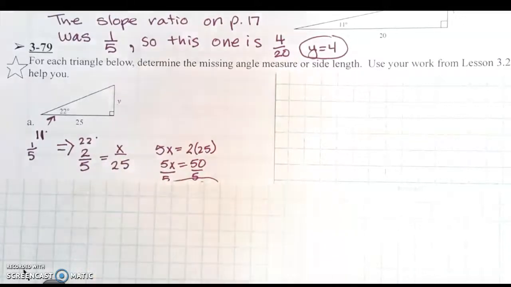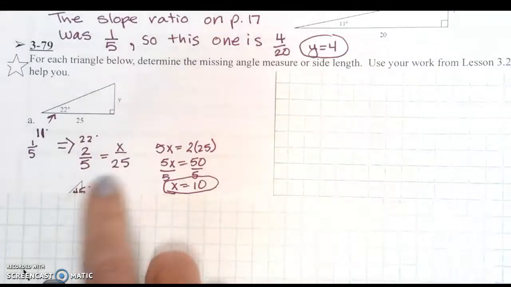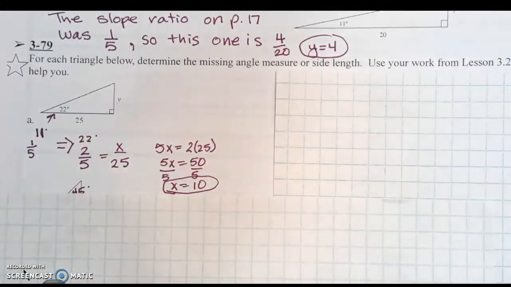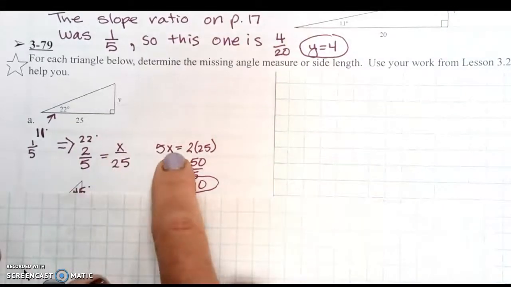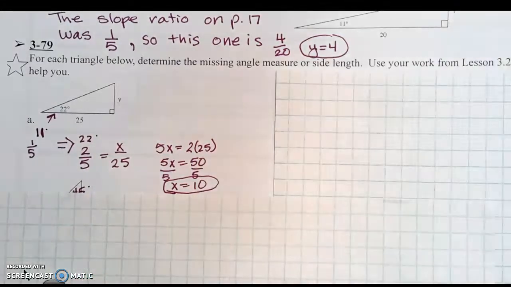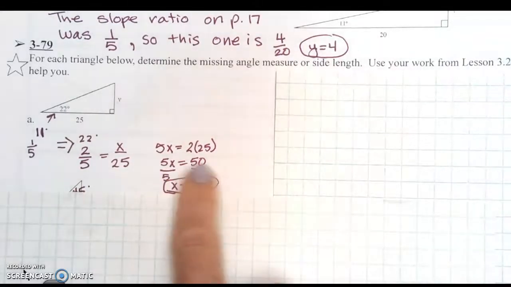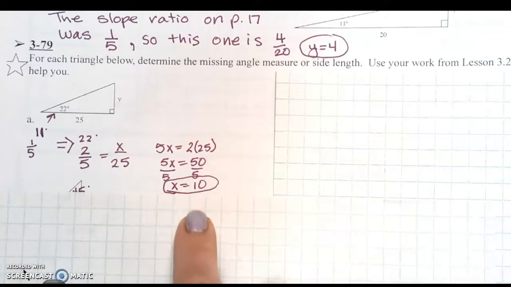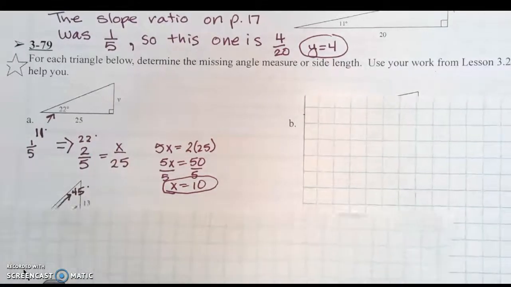So we're going to set up our proportion as 2/5 equal to x over 25. Once you have your proportion, you can do the cross product. That means you multiply diagonally. So we multiply 5 times x to get 5x, and 2 times 25 to get 50. Then the inverse operation of multiplying by 5 is dividing both sides by 5, and 5 goes into 50 10 times. So that side over there is 10. Any questions on problem A?